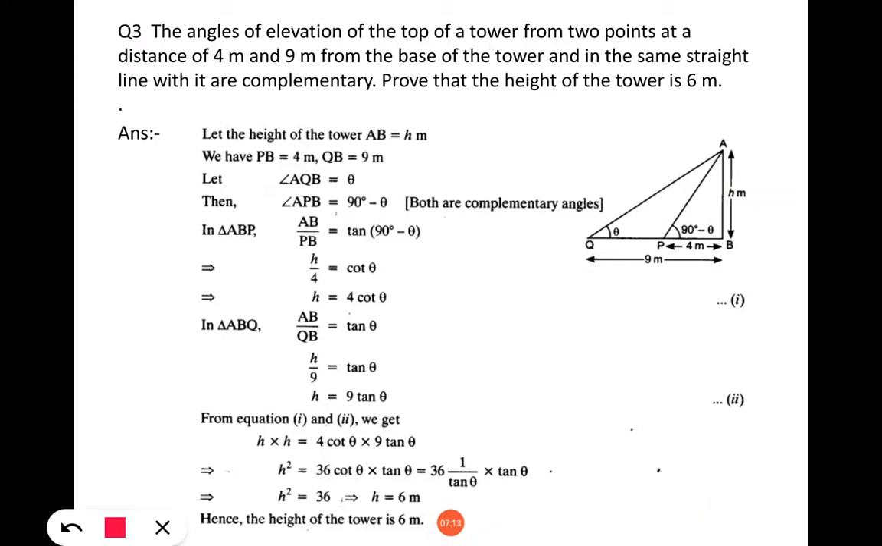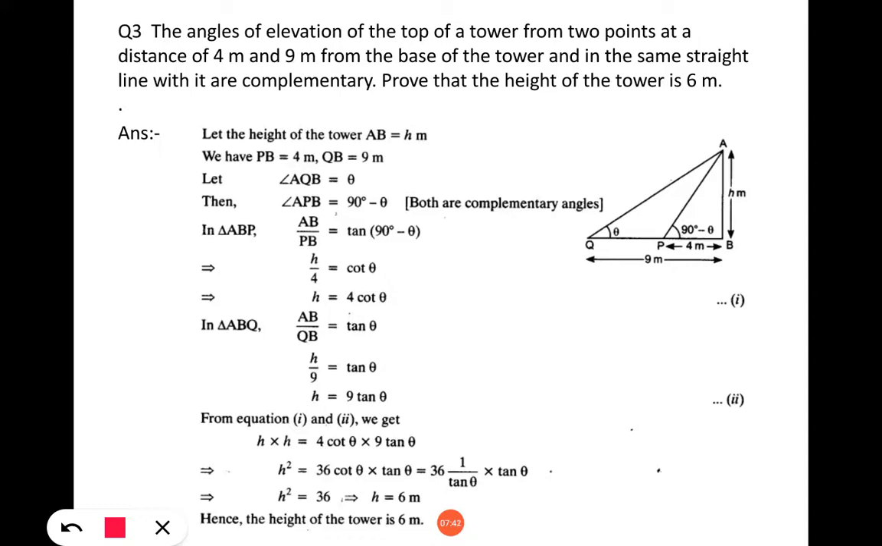Again, we are given that the point P is at 4 meter from the foot of the tower and point Q is at 9 meter from the foot of the tower. So we have AB equal to h meter, PB equal to 4 meter and QB equal to 9 meter. Angle AQB is theta and angle APB is 90 degree minus theta, because both the angles are complementary.